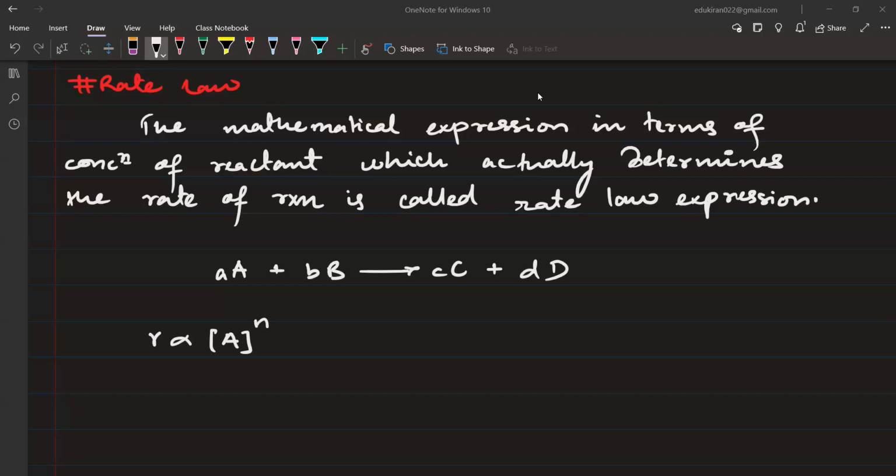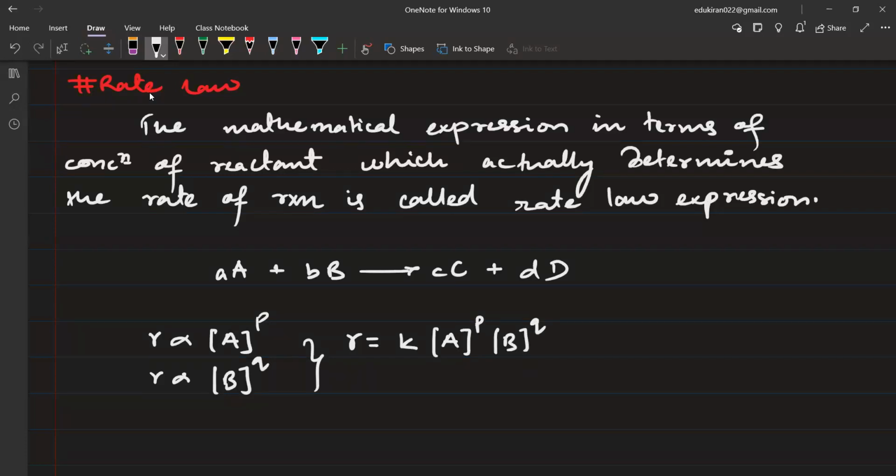So A is one reactant. So the rate will also be proportional to B. Now B will have some other reactivity. That is why its order will also be different. So let us write. Instead of n, let us call them m and n, or p and q. I think p and q is used by NCERT, or m and n. I don't remember exactly now. Now from both the proportionalities, I can write rate is equal to some constant k multiplied by [A] to the power p and [B] to the power q.